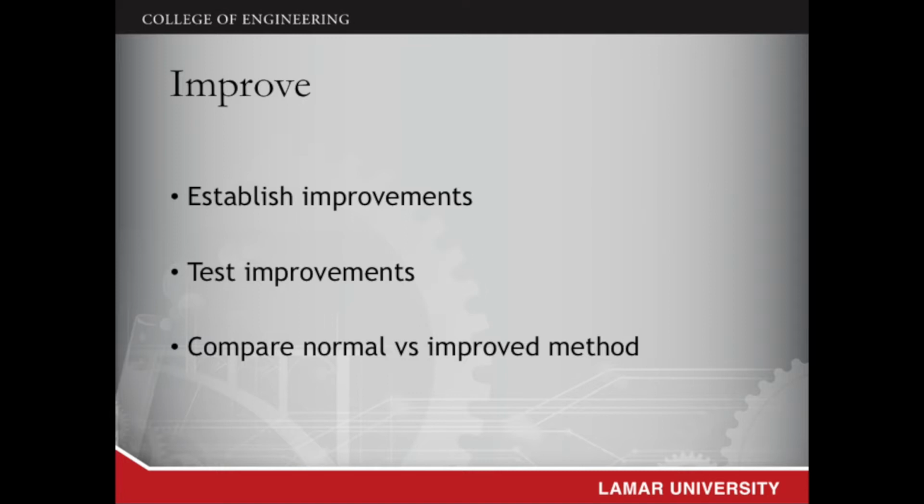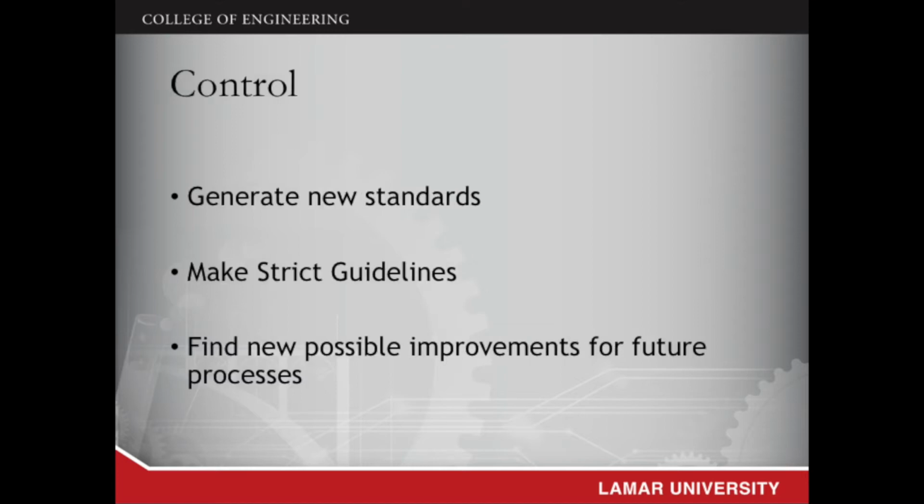After doing this analysis, as explained in the previous slide, you now want to improve the process. This means to establish the improvements, test the improvements, and compare the normal versus the improved method to see if your improved method is better than the normal method that was originally achieved. The next is to control.